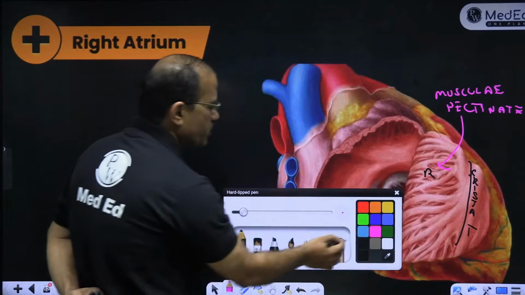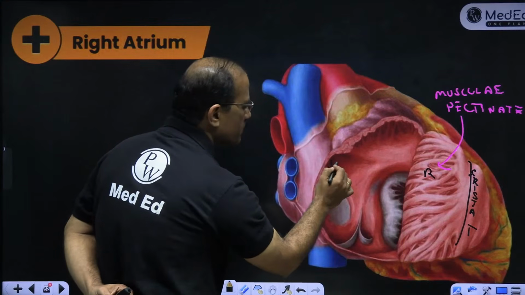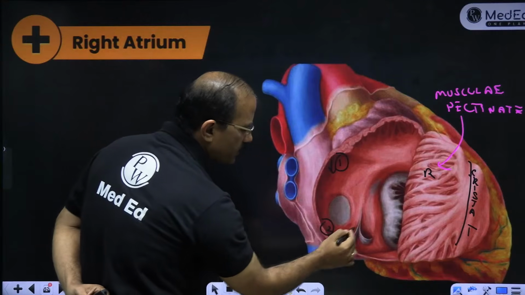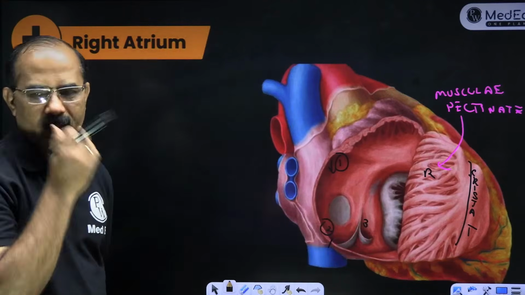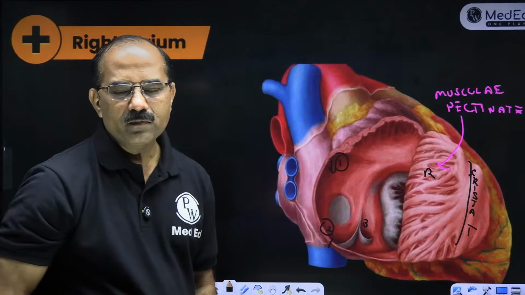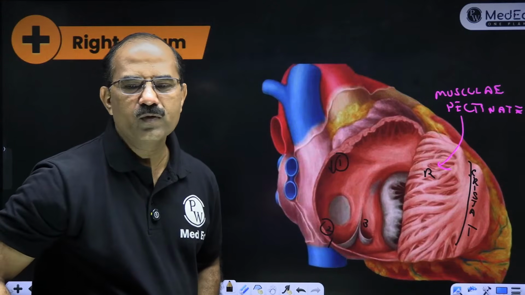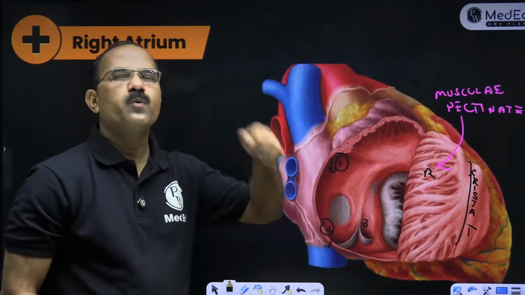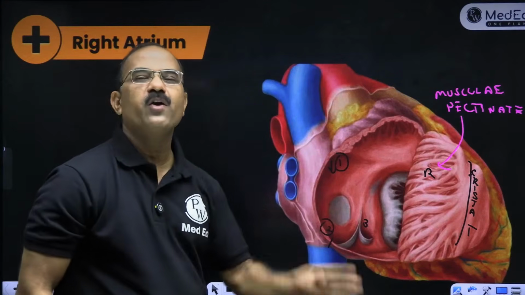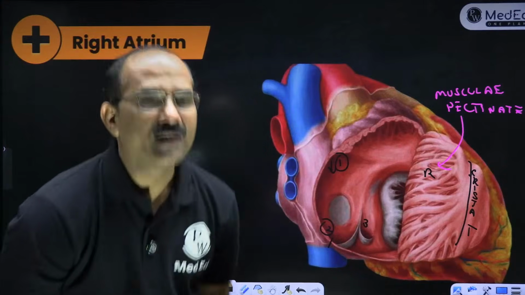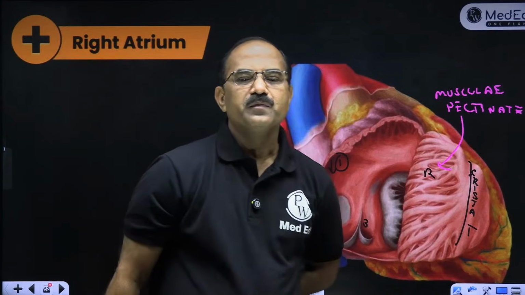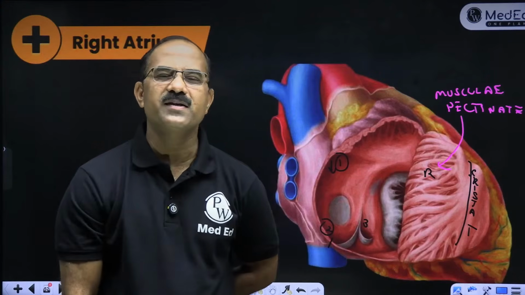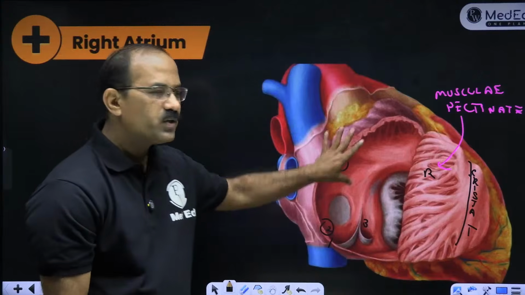The smooth part shows three openings. Number one is the opening of SVC. Number two is the opening of IVC. Number three, who is this? And who is number three? That's the opening of the coronary sinus. Okay, children? So this is the interior of the right atrium.